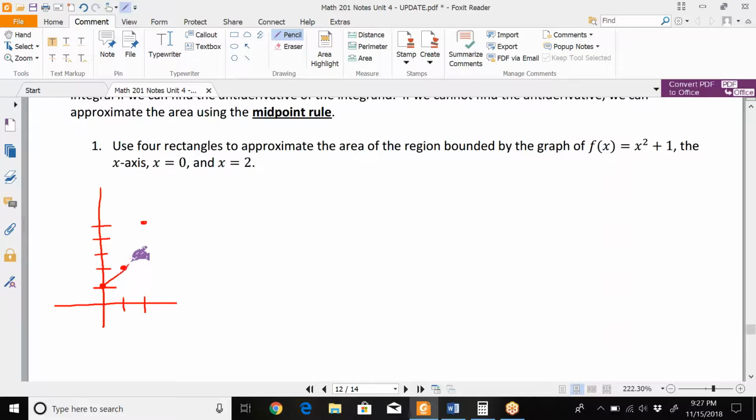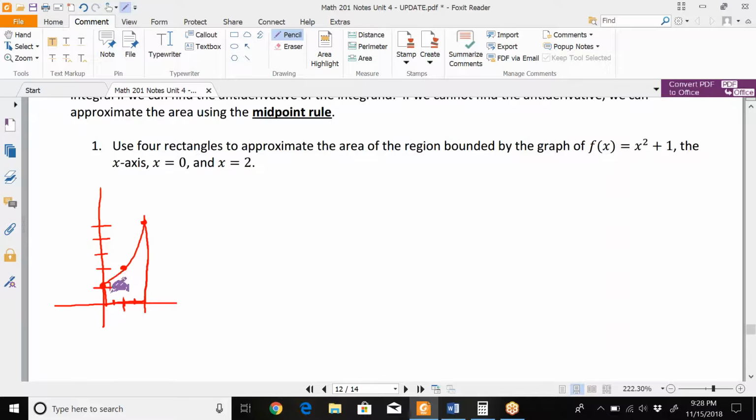So notice this is part of a parabola, essentially. And if we drop down, we can see that this is the area that we're trying to approximate. Now they said to use 4 rectangles to break this up. So if you imagine that, you can think about drawing a mark at a half, at 1, at 3 halves, or 1.5, and at 2. That would give you 4 different regions inside here.